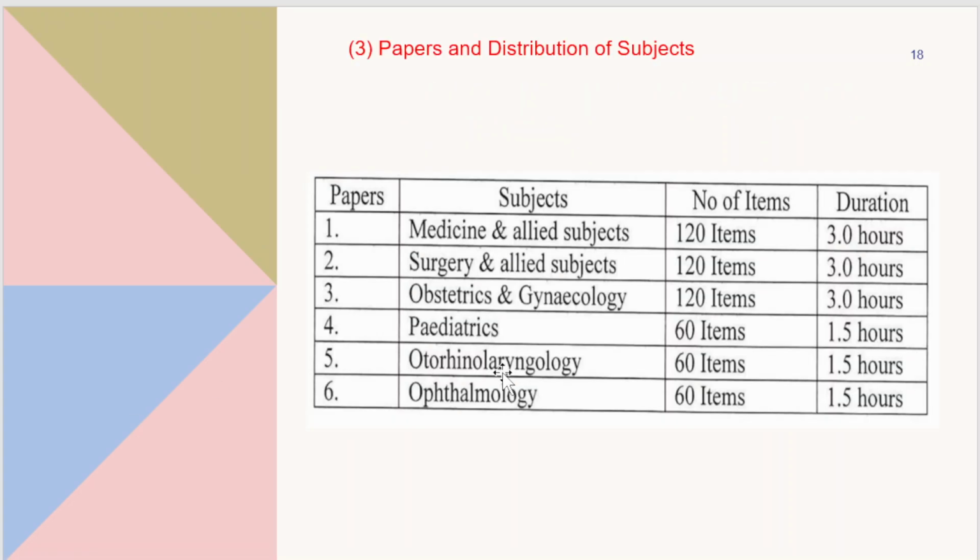Now coming to the paper and the distribution of the subject. So the medicine, the weightage would be 120 items and the duration would be 3 hours. Surgery and allied subjects 120 items, 3 hours. Obs gynae 120 items, 3 hours. Pediatrics, ENT and ophthalmology 60 items each, and the time would be 1.5 hours.